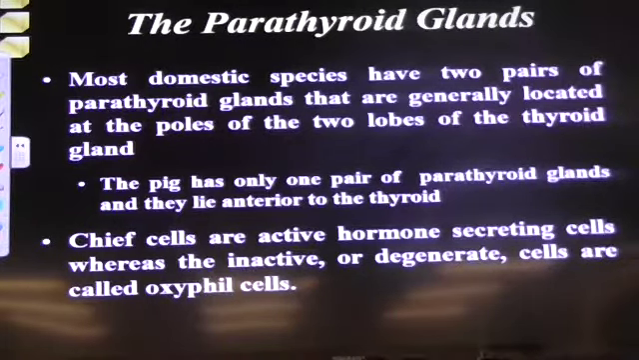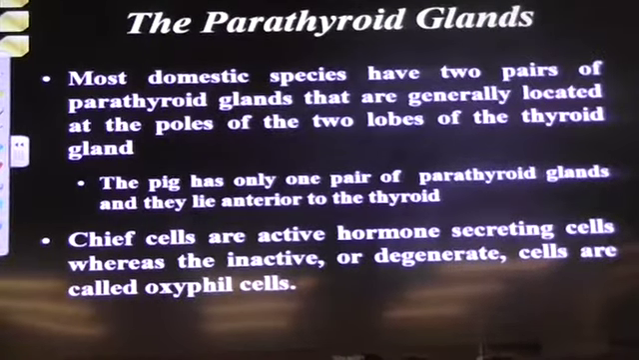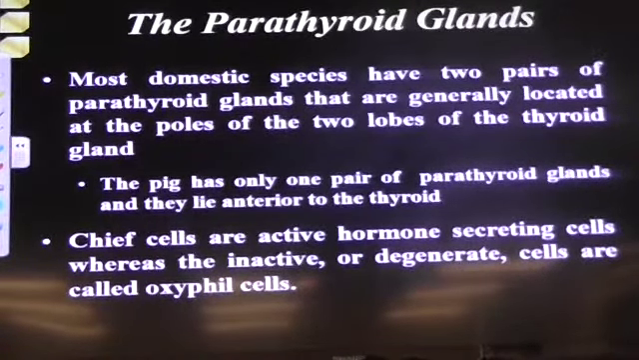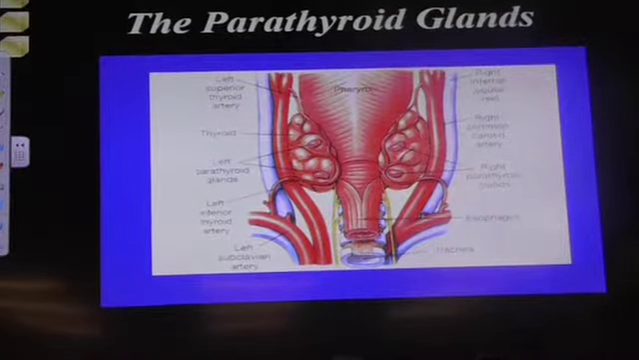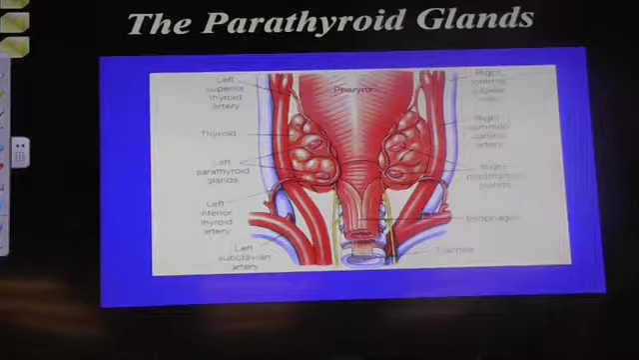All right. Now, the pig, though, has only one pair of parathyroid glands, and they lie anterior to the thyroid. They're not associated with the thyroid. If you look at the cells which are mainly producing this, the chief cells are the active hormone-secreting cells. If they're inactive or degenerate, they're called oxyphil cells. Okay? Now, this is a human, and this is kind of idealized, so those internal ones don't stand out like that. But it shows you the relative size of these parathyroids to the thyroid.